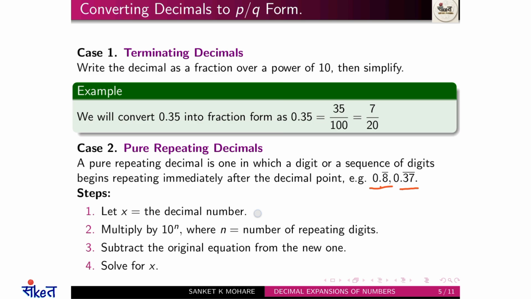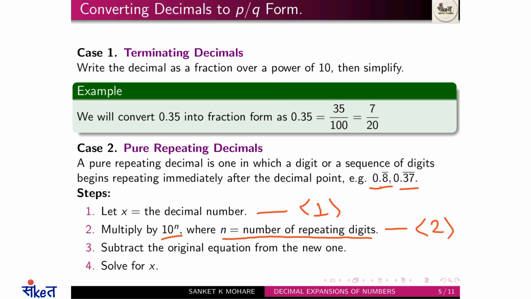First step, let x equal to the decimal number. We have to assume in the first step the given decimal number as x. So here we will obtain equation 1 in the first step. Now second step, we have to observe how many digits are repeating, and by that power of 10 we have to multiply to equation 1. Multiply by 10 to the power n, where n is equal to the number of repeating digits, and that will give equation 2 that we are going to obtain in step 2.